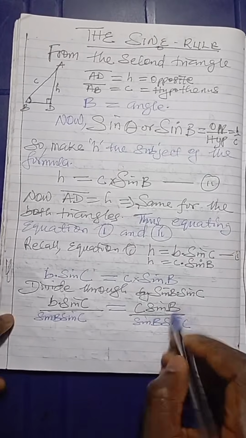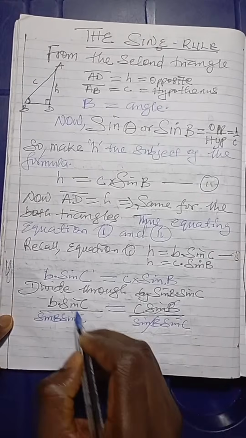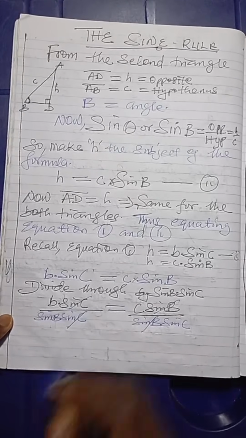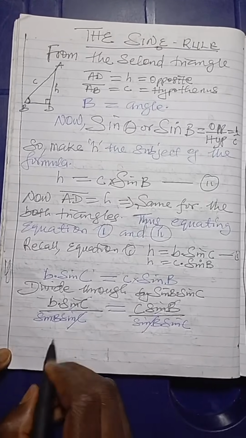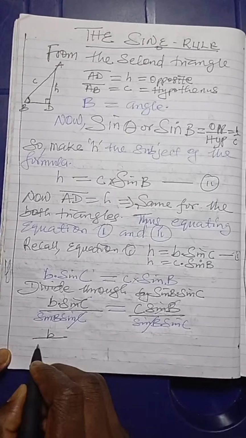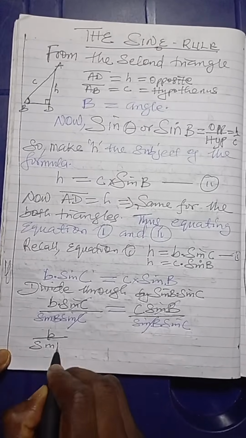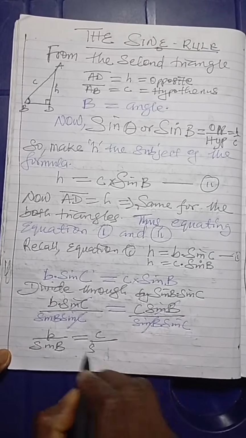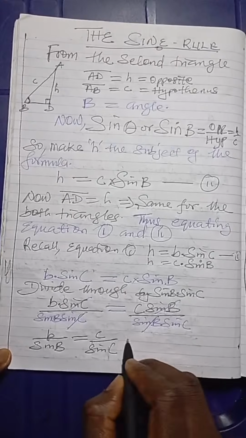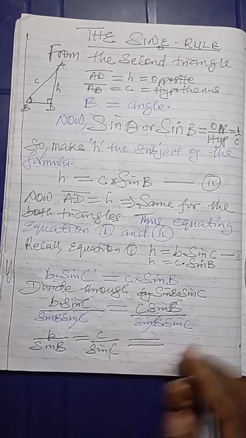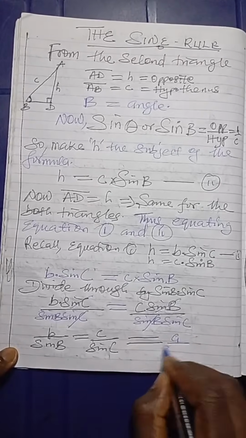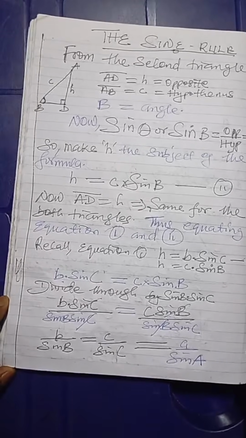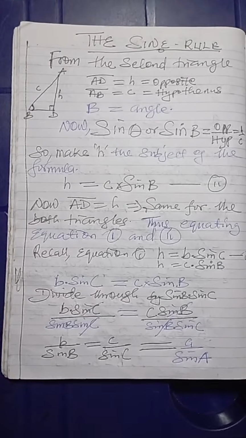Now we can easily cancel. Sine B can cancel sine B. Sine C can cancel sine C. So what are we having? We now have B over sine capital B is equal to C over sine capital C. This is also equal to A over sine capital A. Okay, as I have earlier stated when we commenced.